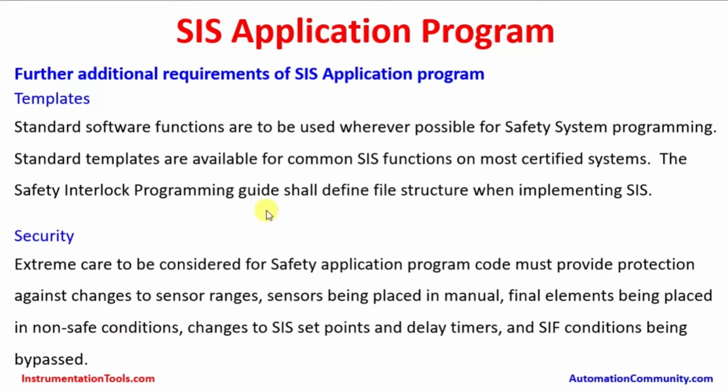Second one is security. Extreme care to be considered for safety application program code must provide protection against changes to sensor ranges, sensors being placed in manual, final control elements being placed into non-safe operation conditions, changes to the safety instrumented system set points and delay timers, and SIF conditions being bypassed. So bypass, change of timers, constants, etc. has to be minimized to much extent possible.